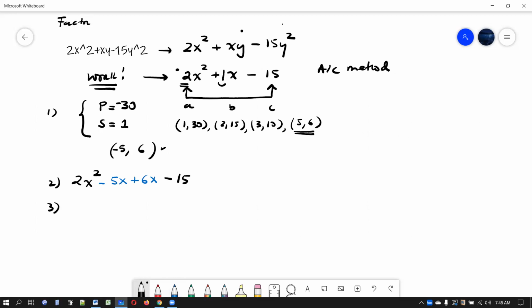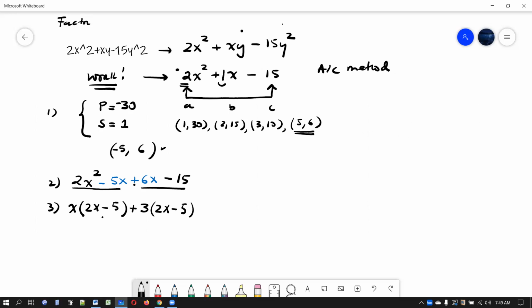I will then factor by grouping. Remember, first pair, second pair. Out of the first group, the only thing I can factor is x. And inside the parentheses, I will get this, right? 2x squared divided by x is 2x. Negative 5x divided by x is negative 5. Second term, I have to factor this sign. And out of these two, I can factor a 3. 6x divided by 3, negative 15 divided by 3 is negative 5.